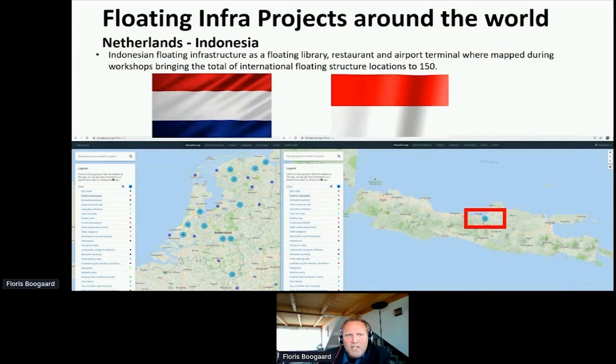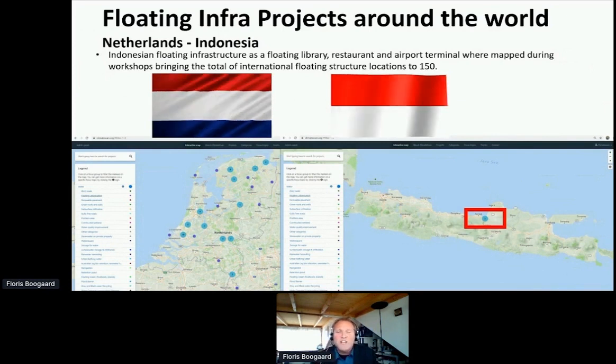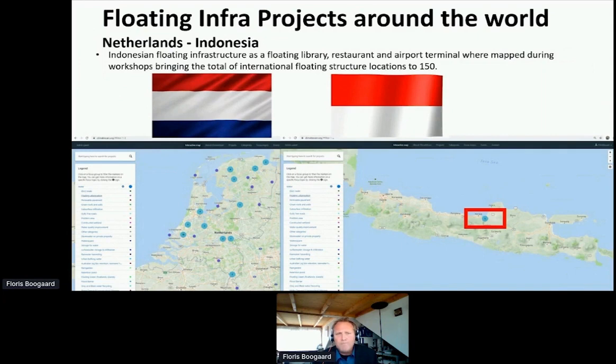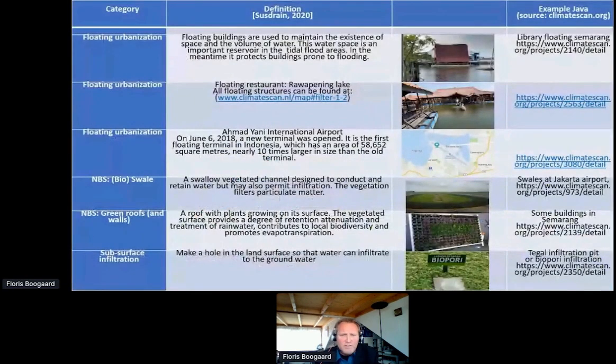And there are some projects in Indonesia, mostly in Semarang, that have been mapped. And that was also the reason to focus more in a workshop on: can we upscale this? Is this a good idea? Is it attractive for Java or Indonesia as a whole, or Asia? The map projects that you can visit, as has been said, are open source.